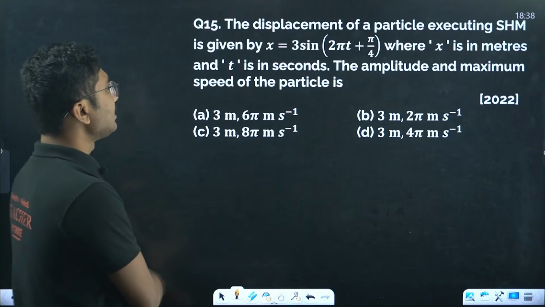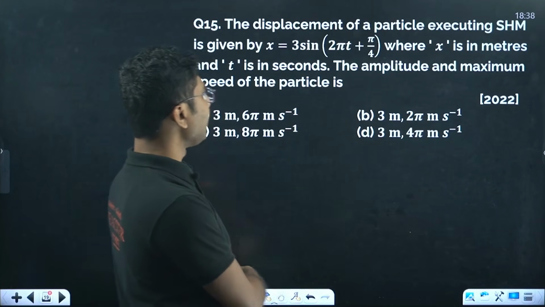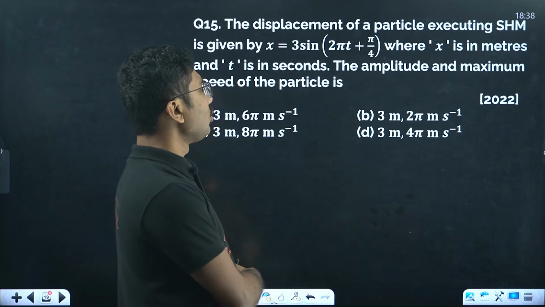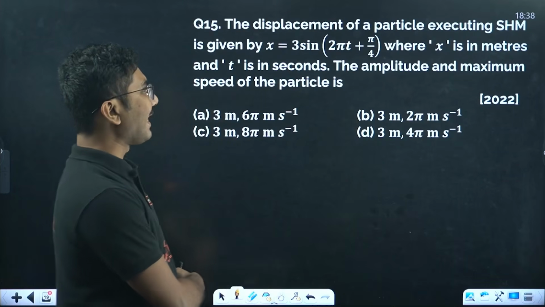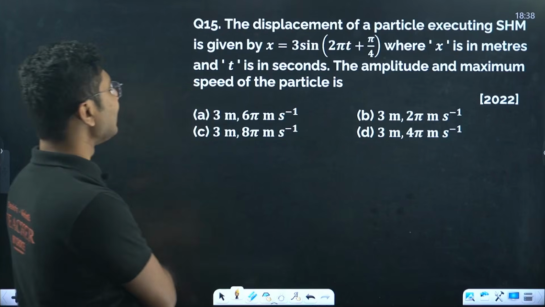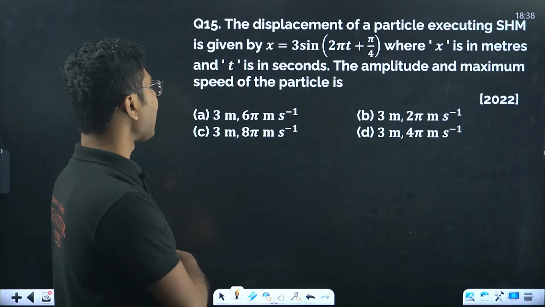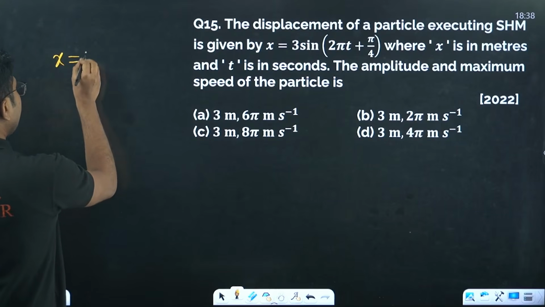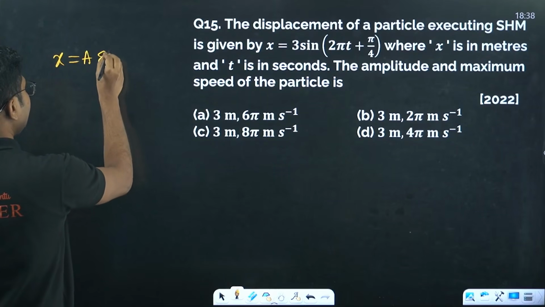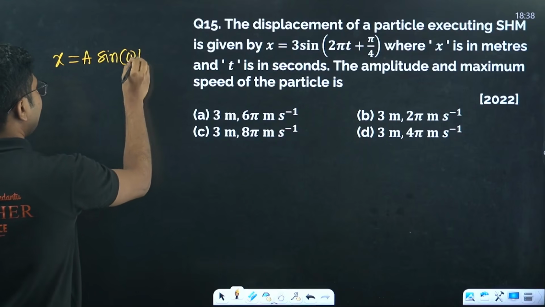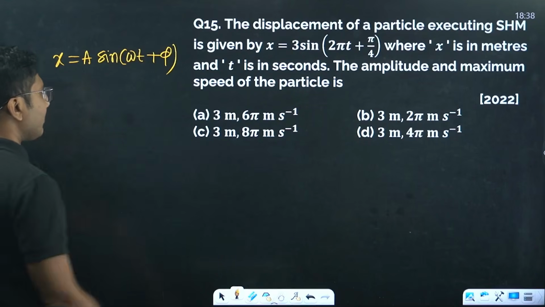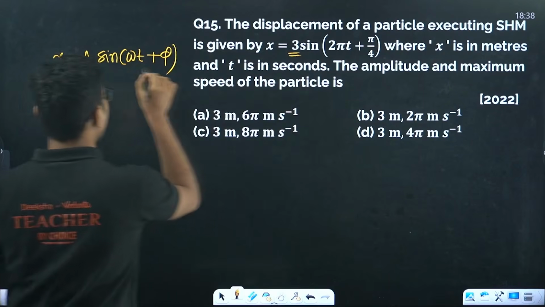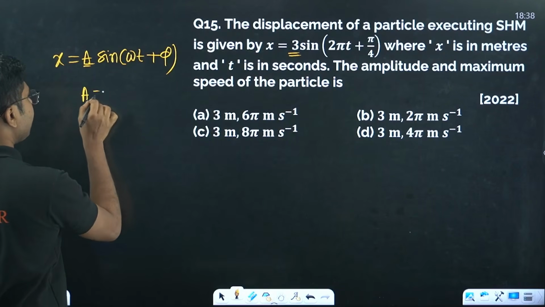Next, the displacement of a particle executing simple harmonic motion is given by x equals to 3 sine (2 pi t plus pi by 4), where x is in meters and t is in seconds. The amplitude and maximum speed of the particle is. So we know that the standard equation of SHM is given by a sine omega t, and if you add a phi as a phase, it will be the standard equation. So if you compare this and this, you will see that the amplitude is 3.